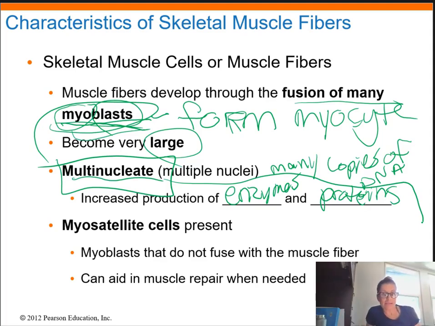So they have more enzymes than most cells, meaning they can do chemical reactions faster, right? Like they can make ATP faster, they can do all sorts of chemical reactions faster because they have a ton of enzymes. And then more proteins, well, the muscle fiber is made up mostly of protein. So because it can make proteins more and faster, it can grow faster. Now let's talk about this a little bit more and why this works.